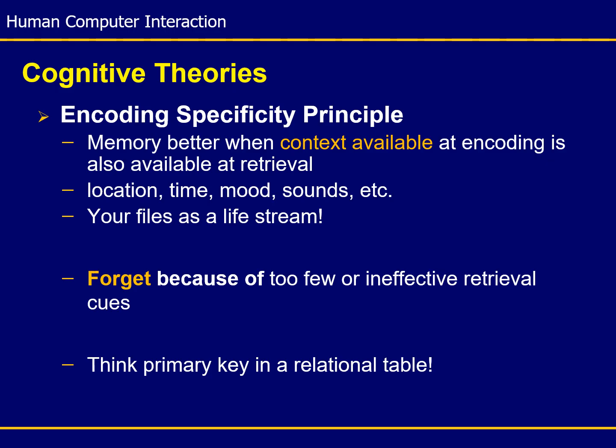So the key word here is context. The more the context is available, the better and faster the retrieval. And this is what the encoding specificity principle is telling us.